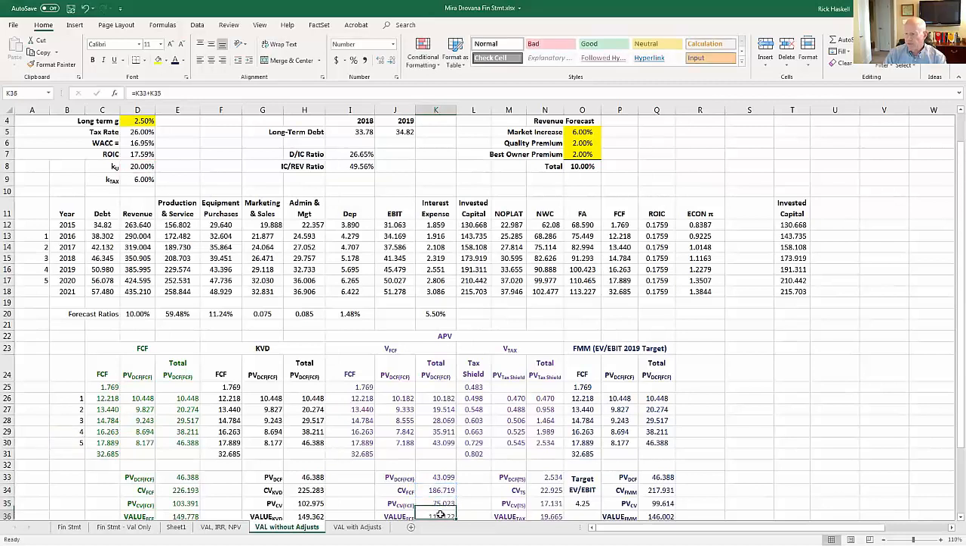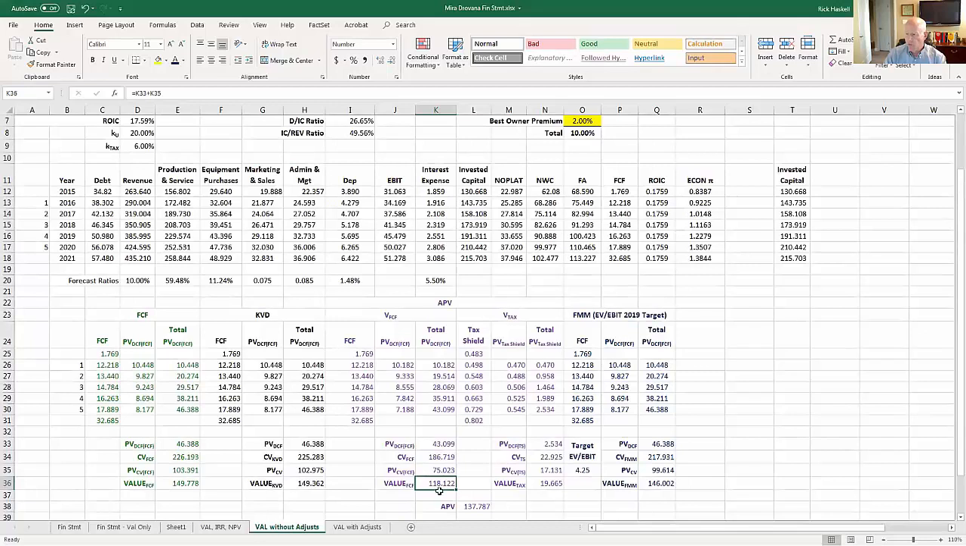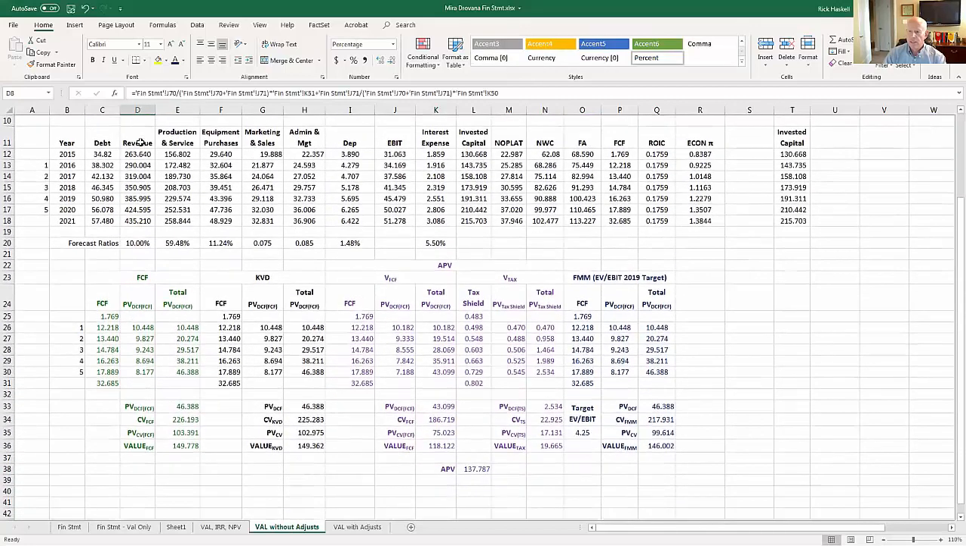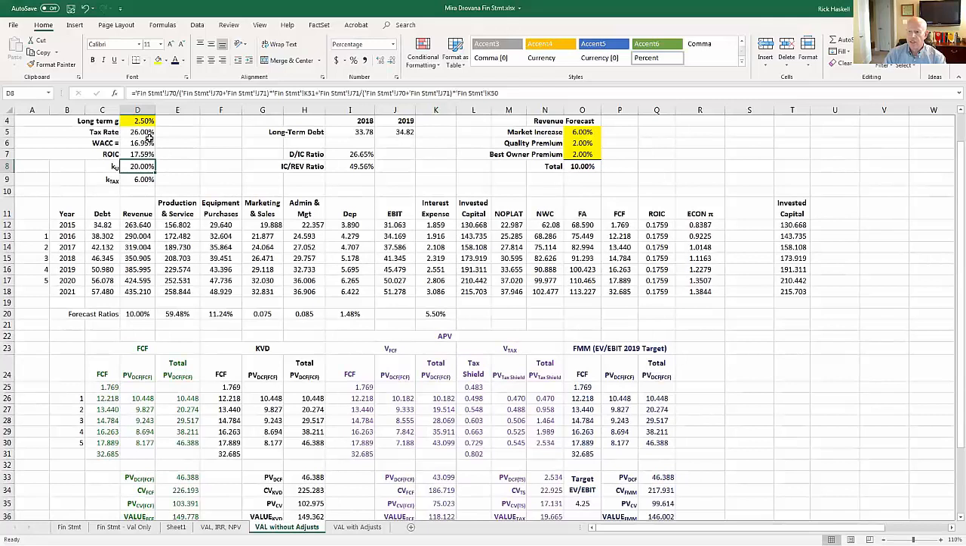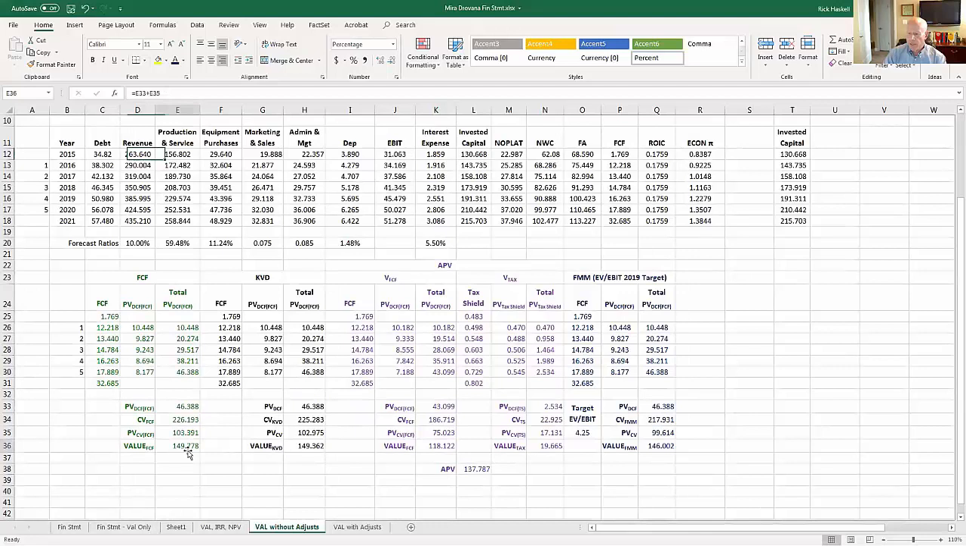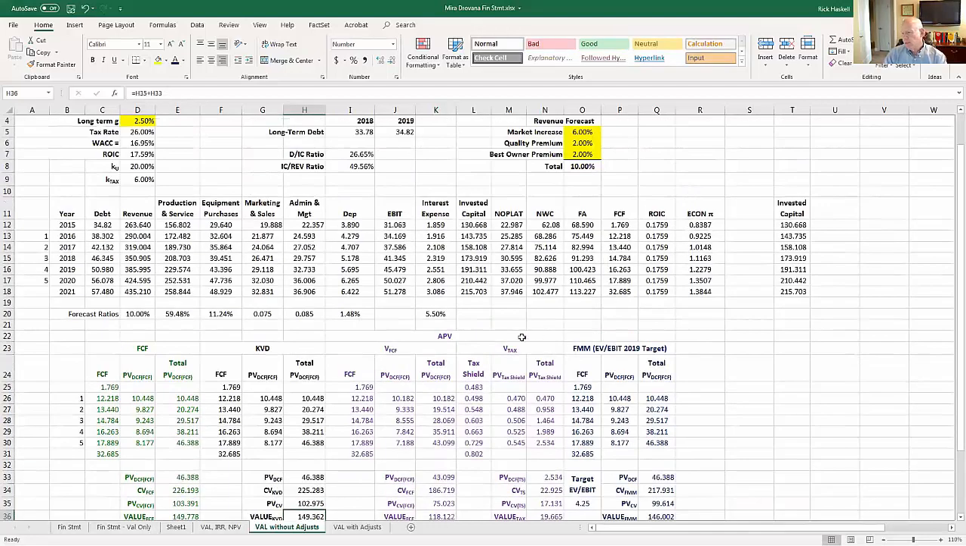And that brings us to a free cash flow value of 118.12, which is very different than the 149.778, because we're using a 20% discount rate instead of the 16.95% discount rate that was in play when we got the values for KVD and FCF.